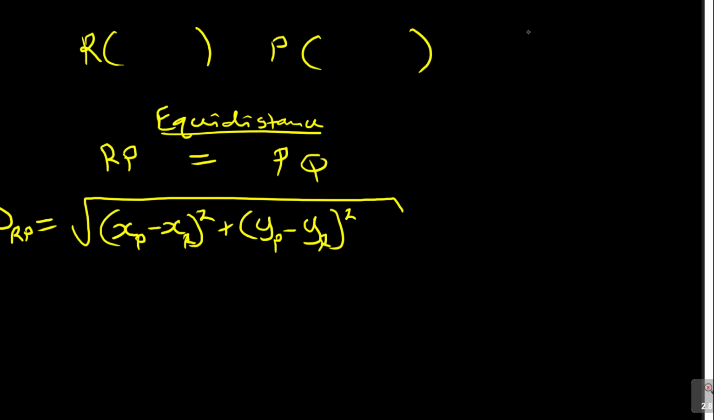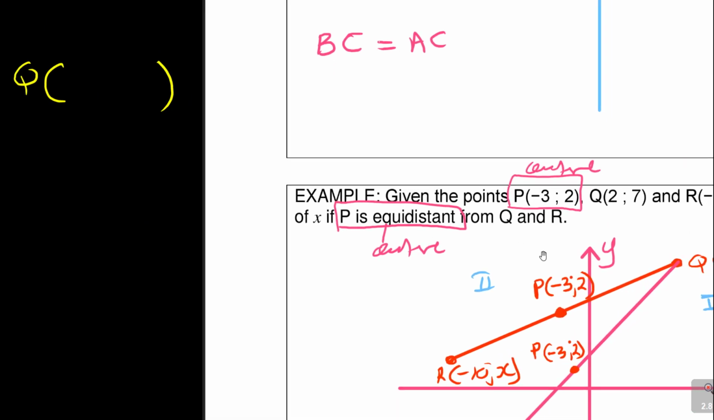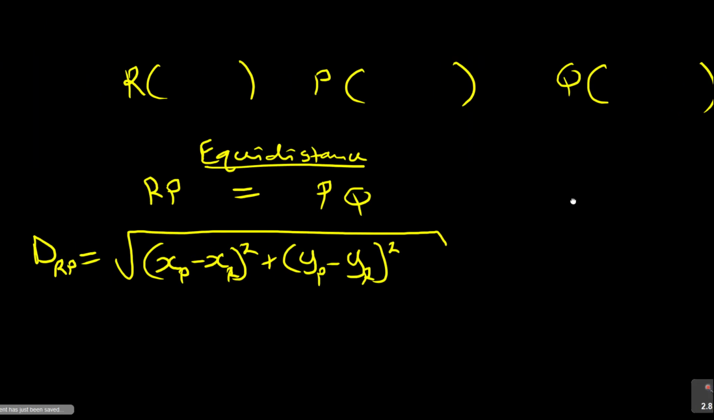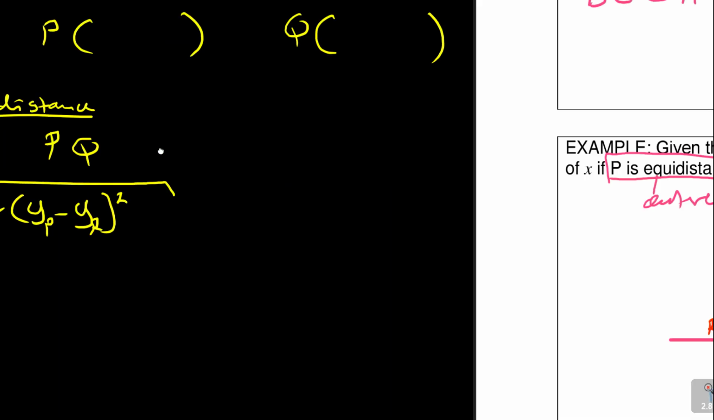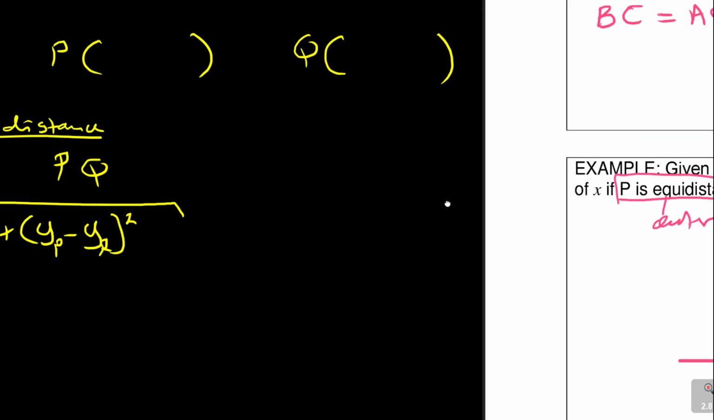We need the coordinates of R, of P, and then of Q. Let's bring the coordinates in. So what is the coordinate of R? The coordinates of R was (-10, x). Alright. And then what's the coordinates of P? The coordinates of P was (-3, 2).